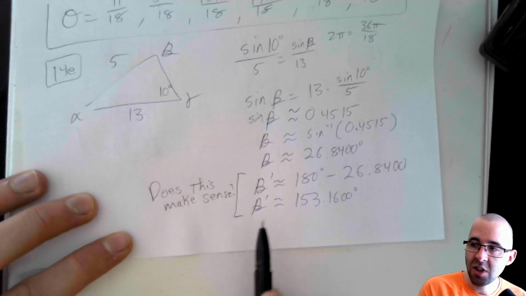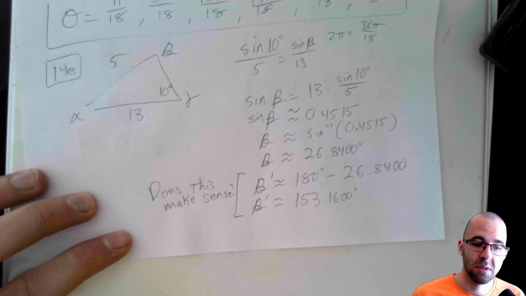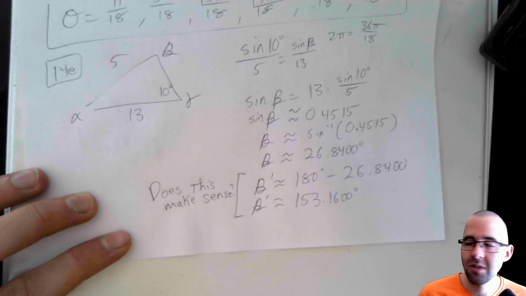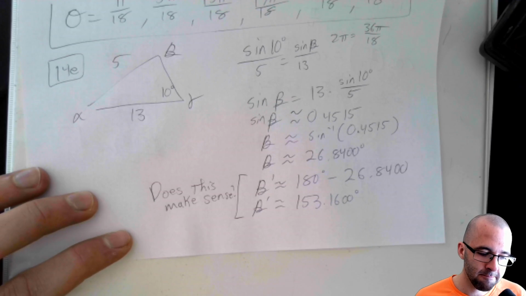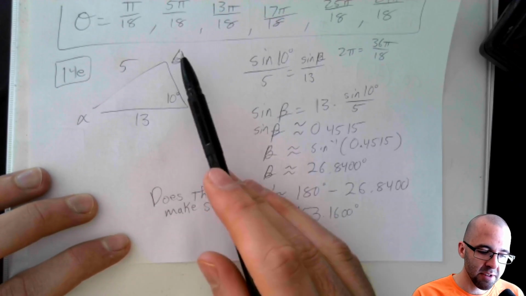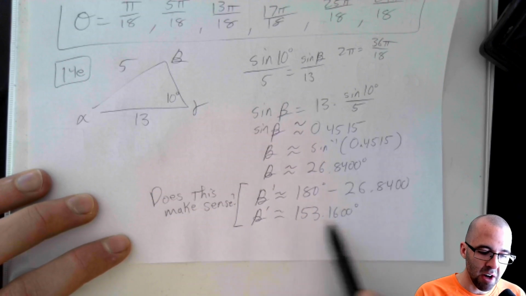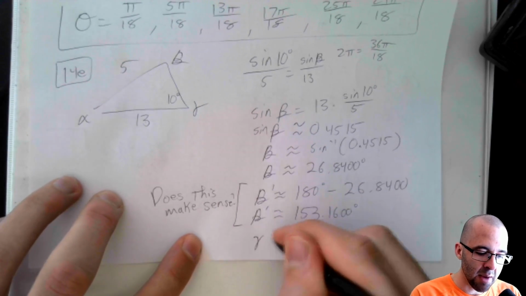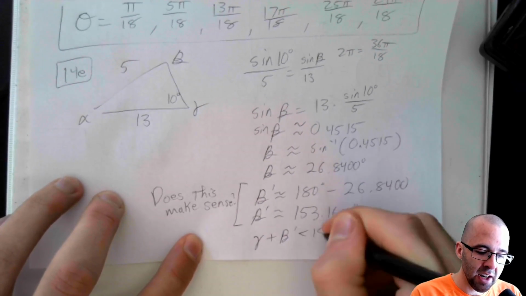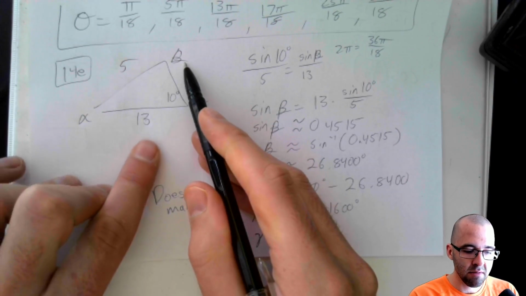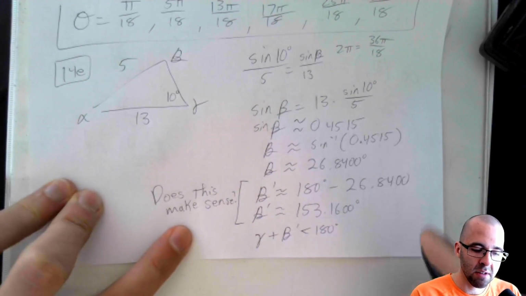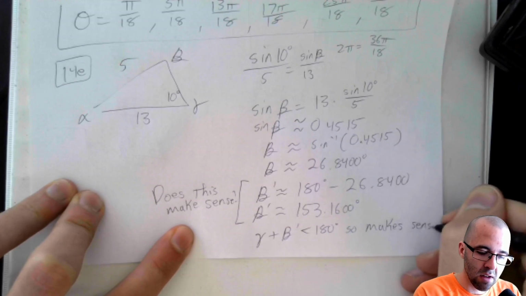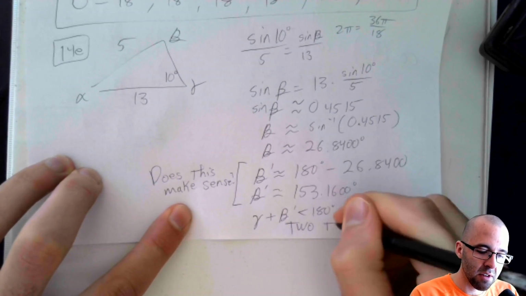If this makes sense, we have two answers, and we need to draw two triangles. If it doesn't make sense, then we get rid of the primes and only solve this original triangle. All right. So we look at our triangle and say, well, 153 degrees and 10 degrees, that's not over 180, right? Gamma plus beta prime is less than 180. And beta, sure, that can be the biggest angle in this triangle. So it makes sense. So you're going to have two triangles to solve.